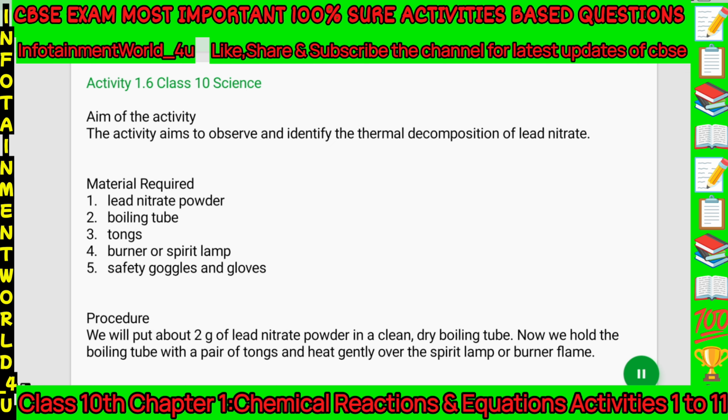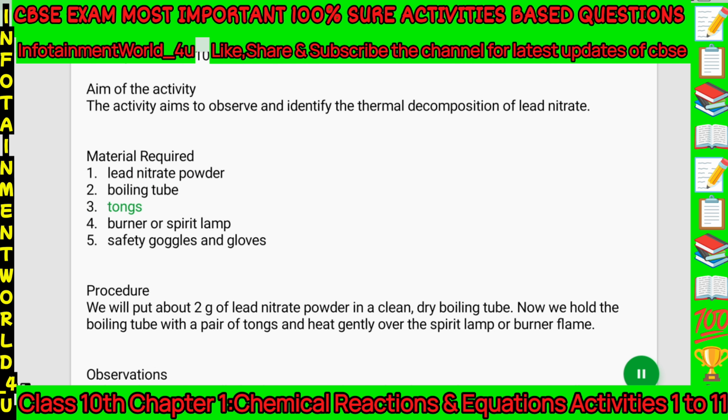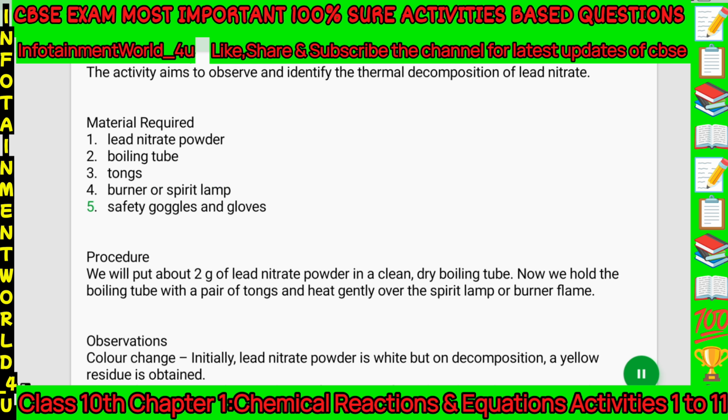Activity 1.6, Class 10 Science. Aim of the activity. The activity aims to observe and identify the thermal decomposition of lead nitrate. Material required. 1. Lead nitrate powder. 2. Boiling tube. 3. Tongs. 4. Burner or spirit lamp. 5. Safety goggles and gloves.